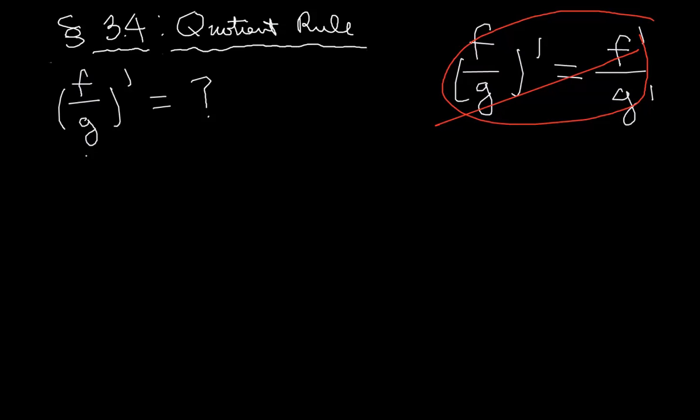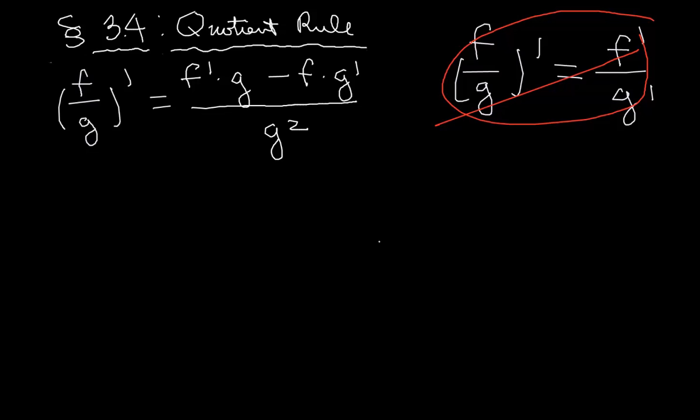Instead, we're going to get this. We're going to get f prime times g minus f times g prime, divided by that whole thing, g squared. That's what the quotient rule is.